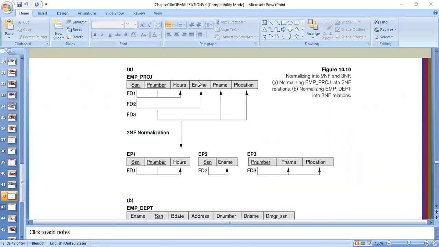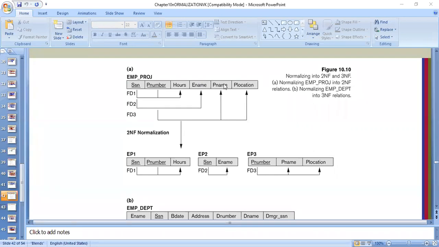So here the attribute ename is not fully functionally dependent on this combination. That means ename should be decomposed. Ename should be removed from this relation to bring it into second normal form. Do you understand? Yes. So now let us see one more attribute. What about project name?